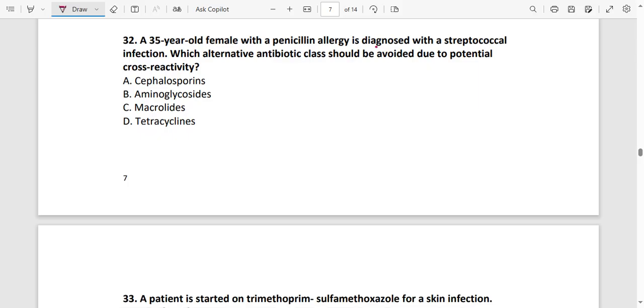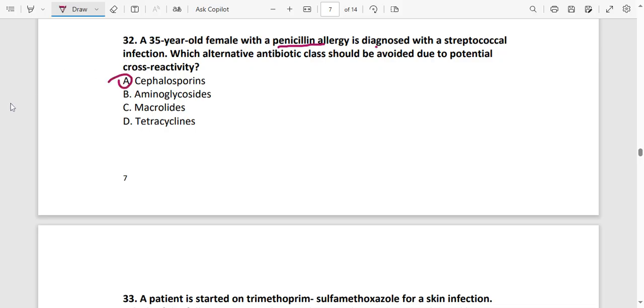A 35-year-old female with penicillin allergy is diagnosed with streptococcal infection. Which alternative antibiotic class should be avoided due to potential cross reactivity? Remember, there is this penicillin allergy. Cephalosporins, aminoglycosides, macrolides, tetracyclines. Thank you so much.